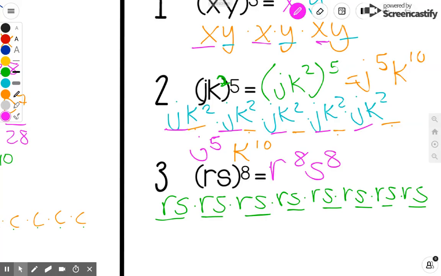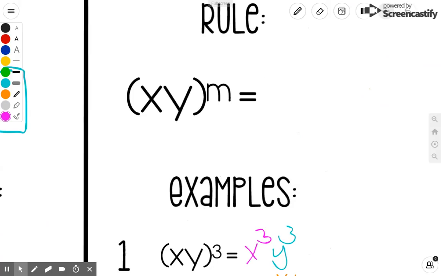Did you get the same thing? Do you know what the equation is now? Or that rule that we can use to simplify this? If you do, go ahead and add it in this place right here, xy to the mth power.